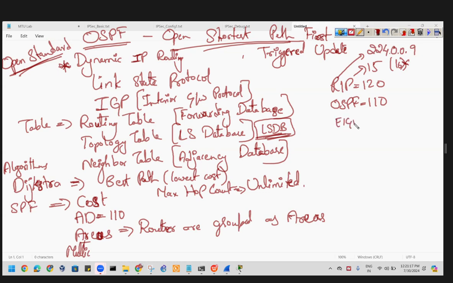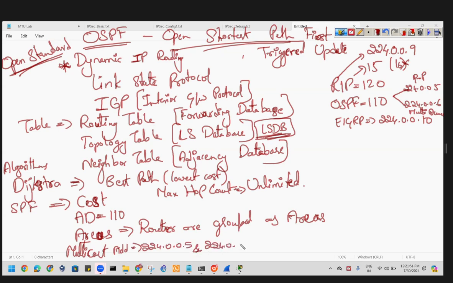EIGRP is 224.0.0.10. OSPF uses 224.0.0.5 and 224.0.0.6. For point-to-point networks, it uses .5. For multi-access networks, we will discuss what a multi-access network is, it uses .6. The multicast addresses 224.0.0.5 and 224.0.0.6 are both used by OSPF.